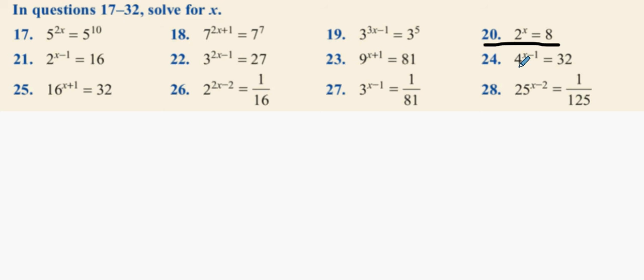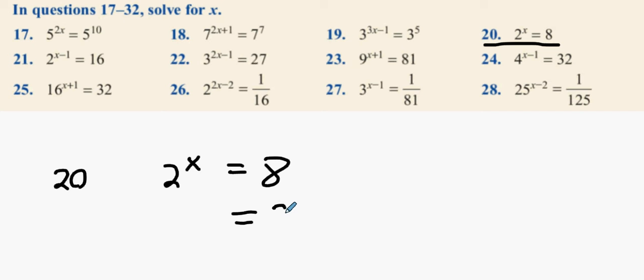Question 20. 2 to the power of x equals 8. Shift fact 8, and what happens to the 8? It turns into 2 to the power of 3. So what does x have to be equal to then? X must be equal to 3. Go to the next one.